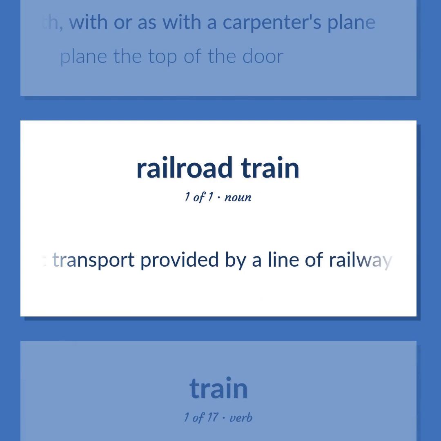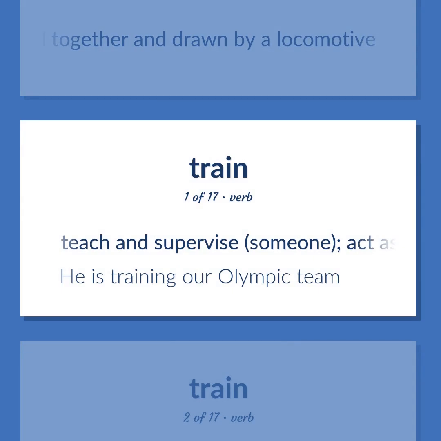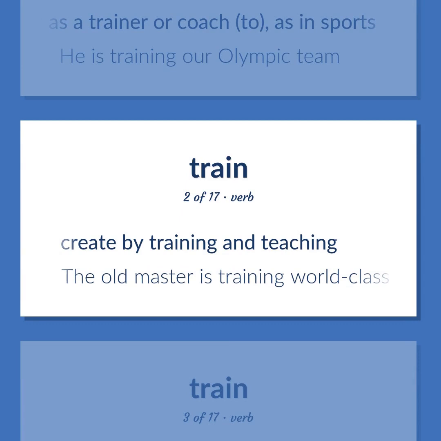Public transport provided by a line of railway cars coupled together and drawn by a locomotive. Teach and supervise someone, act as a trainer or coach to, as in sports. He is training our Olympic team. Create by training and teaching. The old master is training world-class violinists.